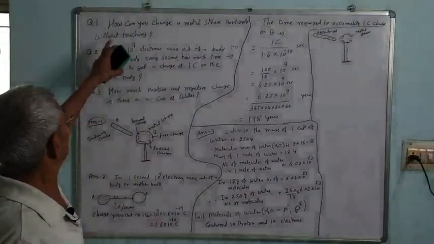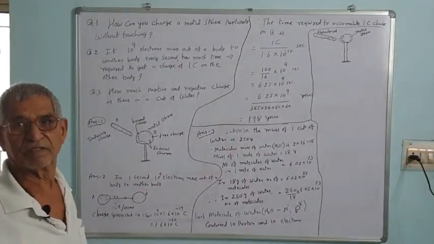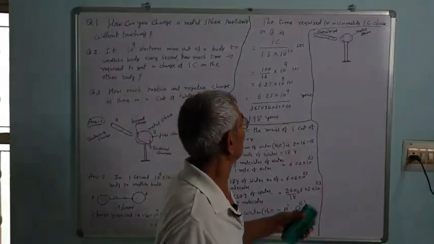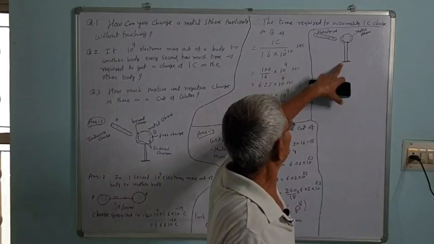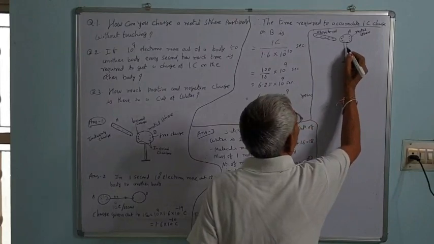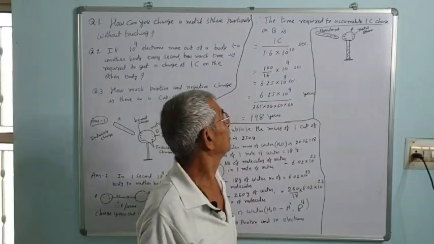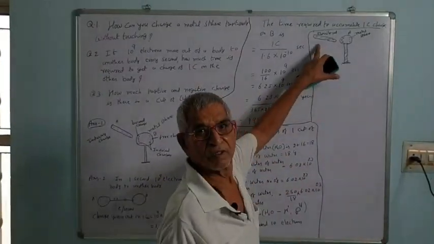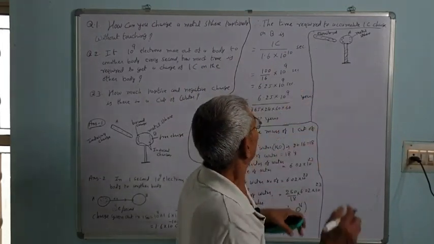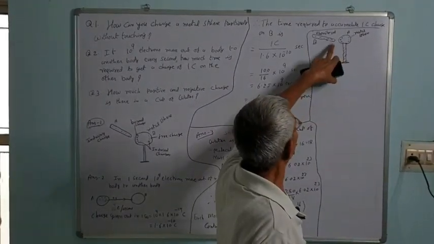Now let us see the questions. How can you charge a metal sphere positively without touching? We already studied induction. Without touching, that is induction. We can charge a metal sphere positively by induction. Consider a metal sphere A mounted on an insulating stand. Bring an ebonite rod, rubbed with the cat's fur, which will acquire negative charge. So we bring the ebonite rod B, which is negatively charged, near the metal sphere without touching.